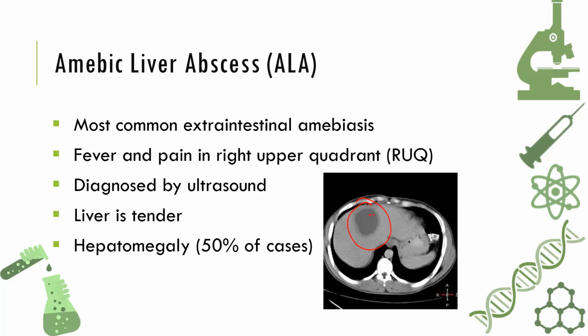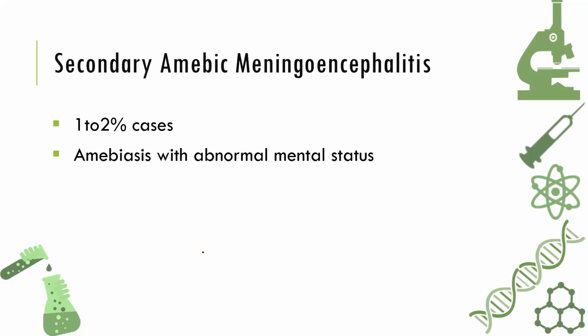There is the liver. Actually, this is not ultrasound, this is a CT scan of the liver. Okay? Liver is tender and hepatomegaly is present in 50% of the cases. Now, like what I've said, secondary amoebic meningoencephalitis, this is amebiasis with normal mental status. Okay? This is amebiasis with abnormal mental status. You become delirious because of the infection.